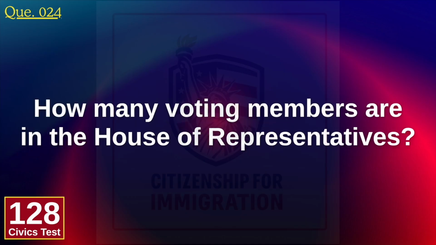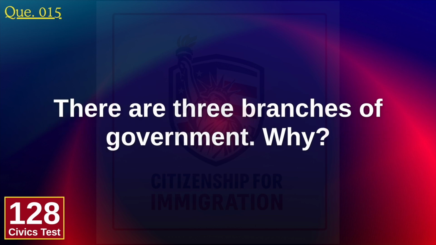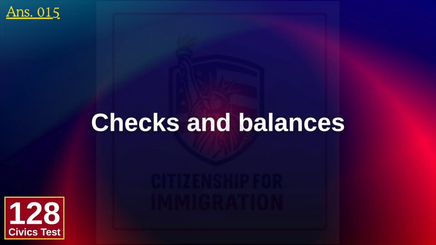How many voting members are in the House of Representatives? 435. There are 3 branches of government. Why? Checks and balances.